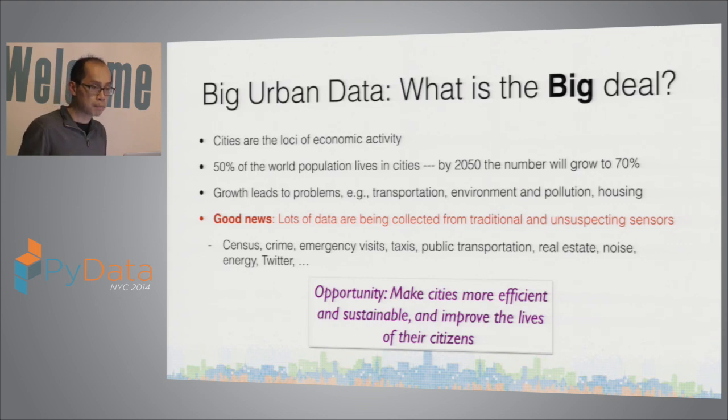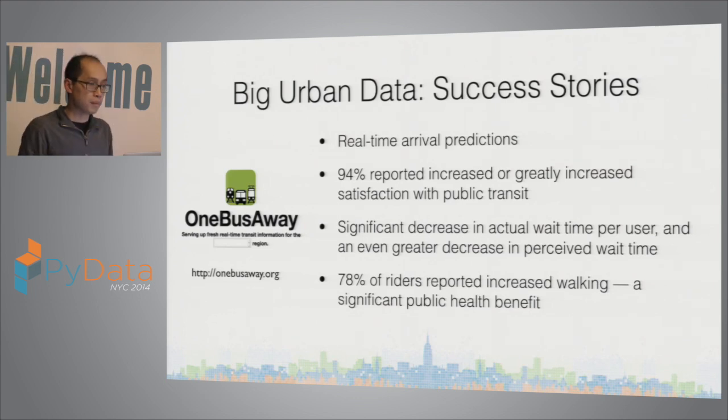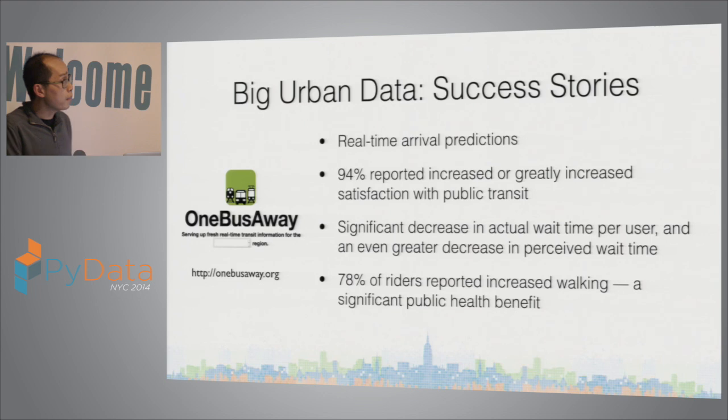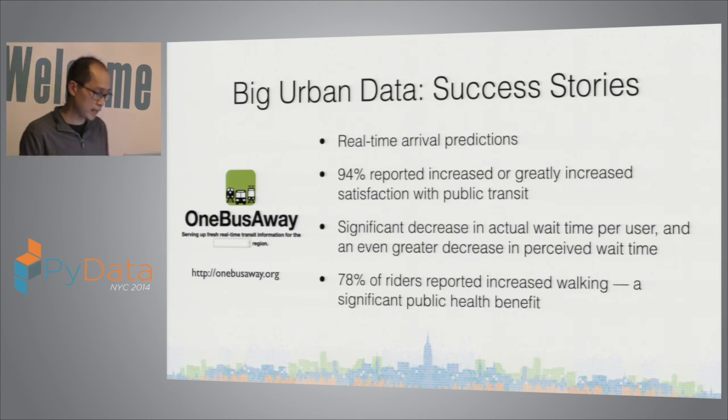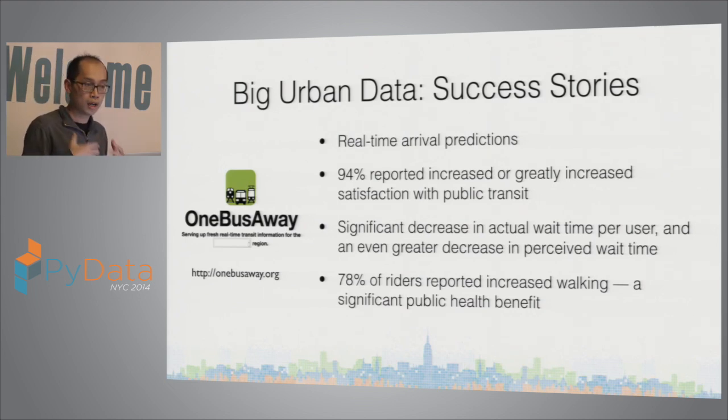There are a couple of good examples of how big urban data has been used in the past. I'm showing just some success stories. One Bus Away: everyone knows about this, right? This app lets you sit at the bus stop and tells you how long until the bus comes, using a predictive model. Based on that time, it will suggest you walk to the next stop instead of sitting and waiting. By doing that, riders feel that they wait less, and are also healthier. This app was a big success because it makes use of historical bus time data, together with the current bus location, and has very good predictive models to suggest the right time of the next bus.